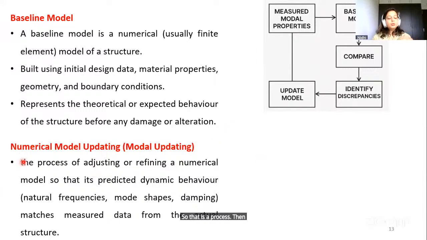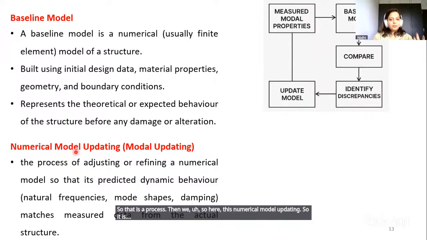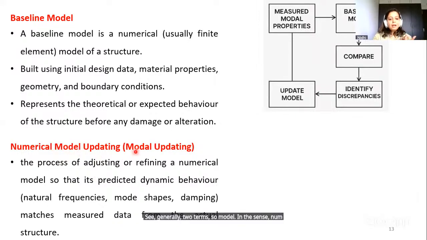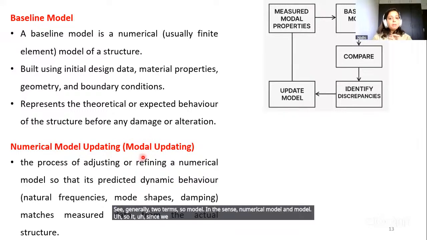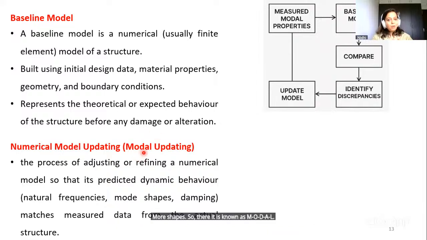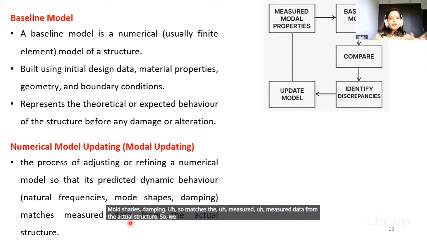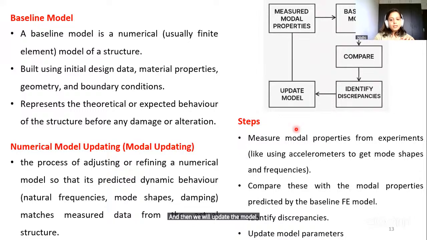Here, this is numerical model updating. It generally involves two terms: model in the sense of numerical model, and since we are putting in the modal properties, for example mode shapes, it is known as modal updating. So both terms can be used. It is the process of adjusting or refining a numerical model so as to predict the dynamic behavior, meaning natural frequency, mode shapes, damping, so that it matches the measured data from the actual structure. So we take the readings from the actual structure, compare, and update the model.